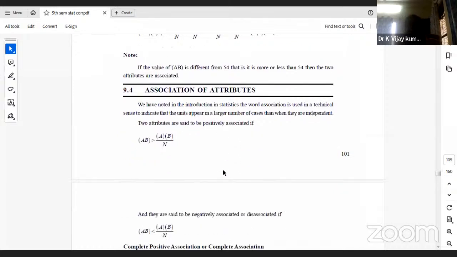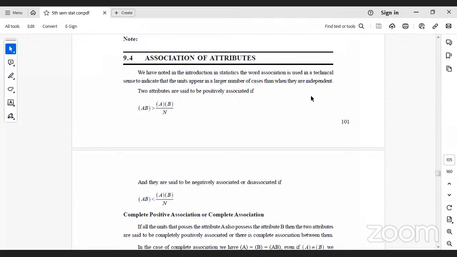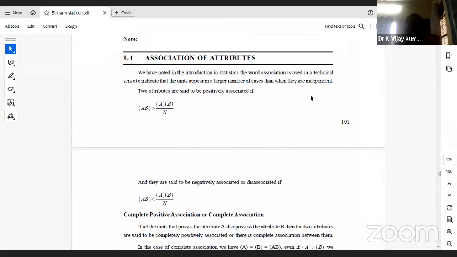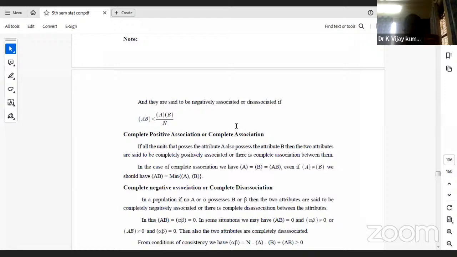Then, association of attributes. We noted in the introduction to statistics that, in a technical sense, association indicates that the units appear in a larger number of cases than when they are independent. Two attributes are said to be positively associated if AB is greater than AB by N. Why? Because N is in the denominator here, so it should be greater than. If AB is less than AB by N, they are said to be negatively associated. This is positive, and this is negative association.